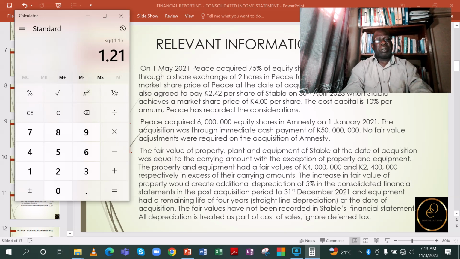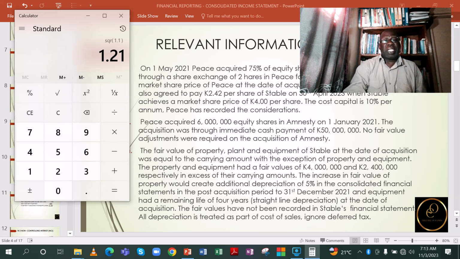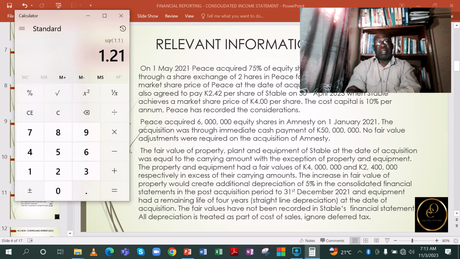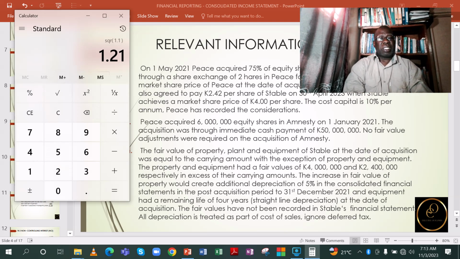Raise it to power 2. Once you have that, that will be the denominator, and the numerator is 1. So it is 1 divided by (1 plus r) raised to power n. That's how we get the discount factor. So we have already got the denominator.